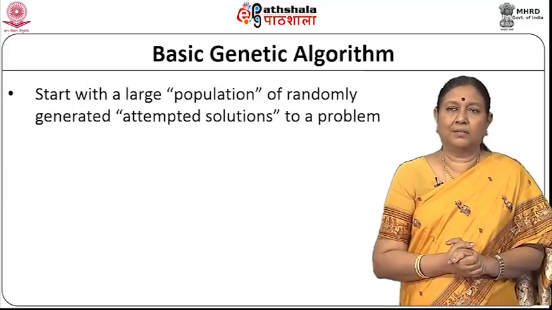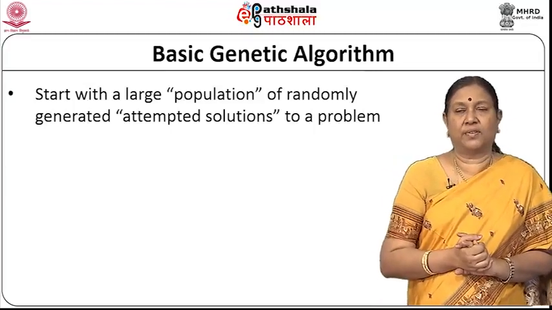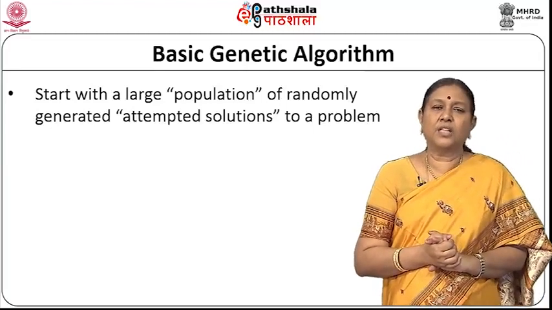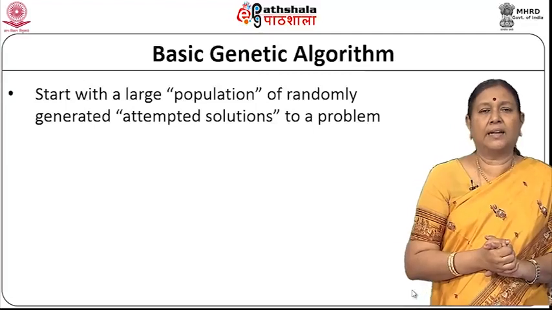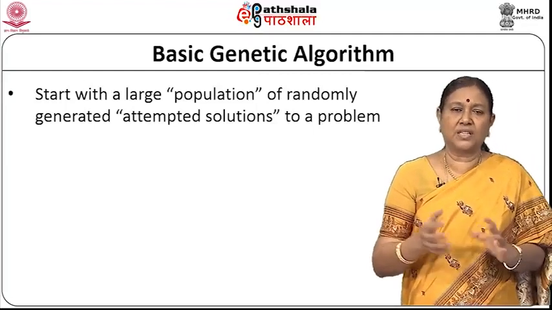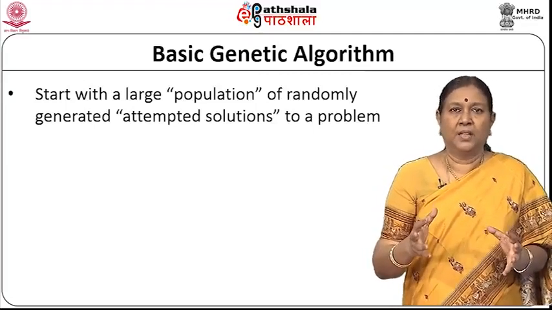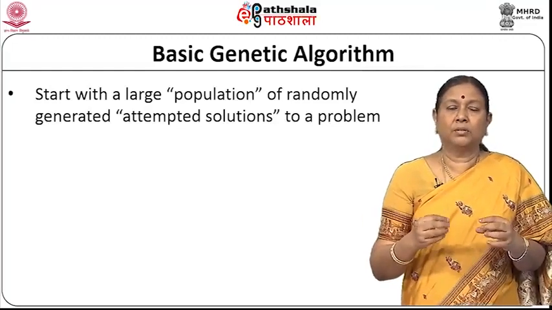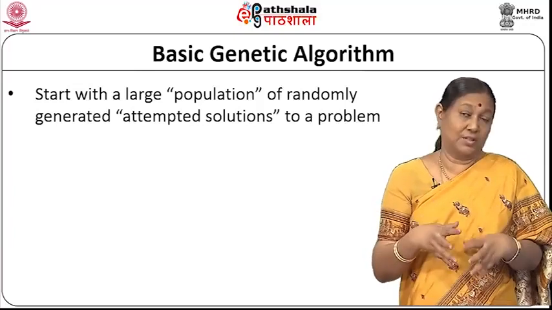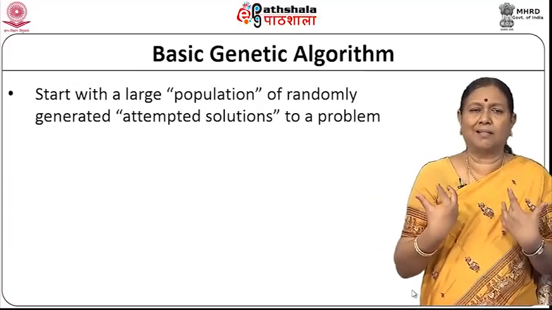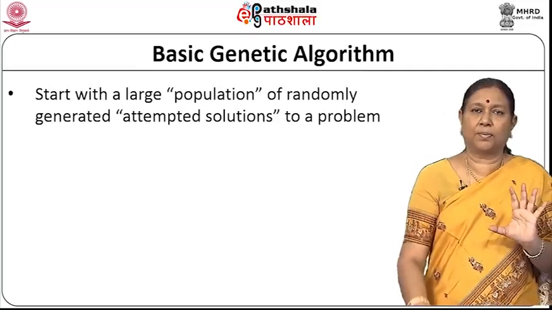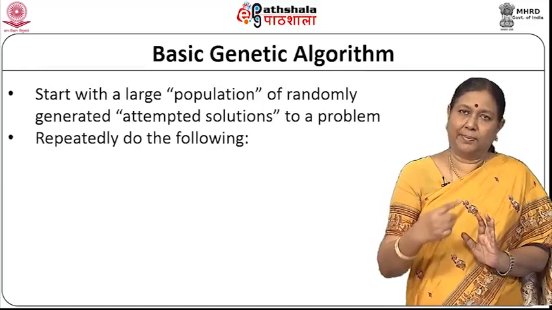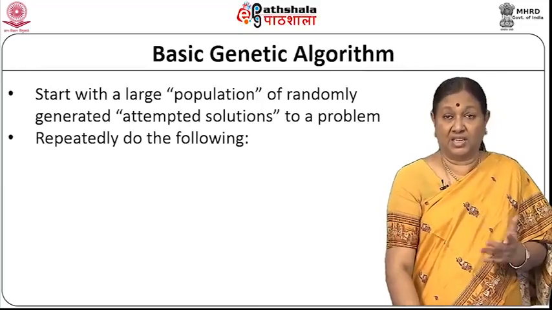Here we are going to talk not in terms of nature, we are talking about the actual algorithm. You start with a large population of randomly generated attempted solutions to a problem. So, you first have to start with a population. The population here is all the possible solutions to a problem. You can randomly select, it need not be actual solutions you have found out by some other means, it can be randomly generated solutions to a problem. Then you have to repeatedly do the following. Repeatedly means each iteration or each generation, as it is called.